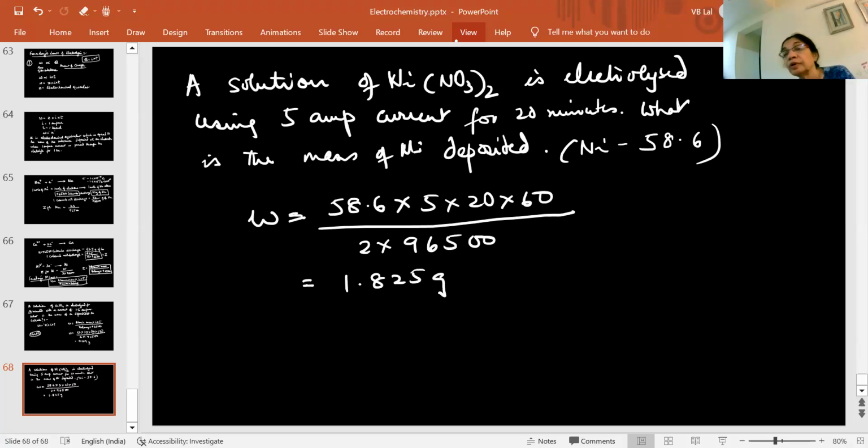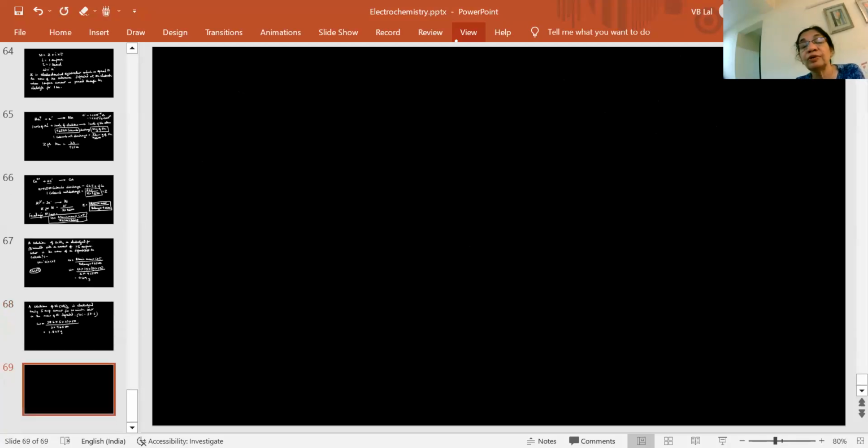1.825 grams. Okay, so this is the type of very easy questions that can be asked. Sometimes they may even ask you the valency of the compound. They say this is the mass of the substance deposited, what is the valency of the element? So you can find the valency also. Or sometimes they may ask you the amount of current, so you can find the amount of current. Or for how long the current was passed, so you can find out the time. One of the different things in the formula will be unknown and you can find that out. So that is for Faraday's first law.